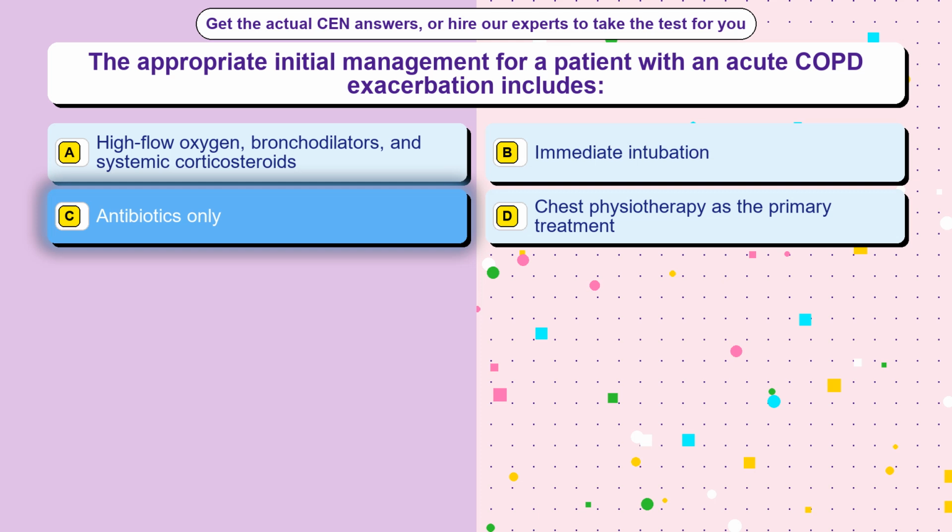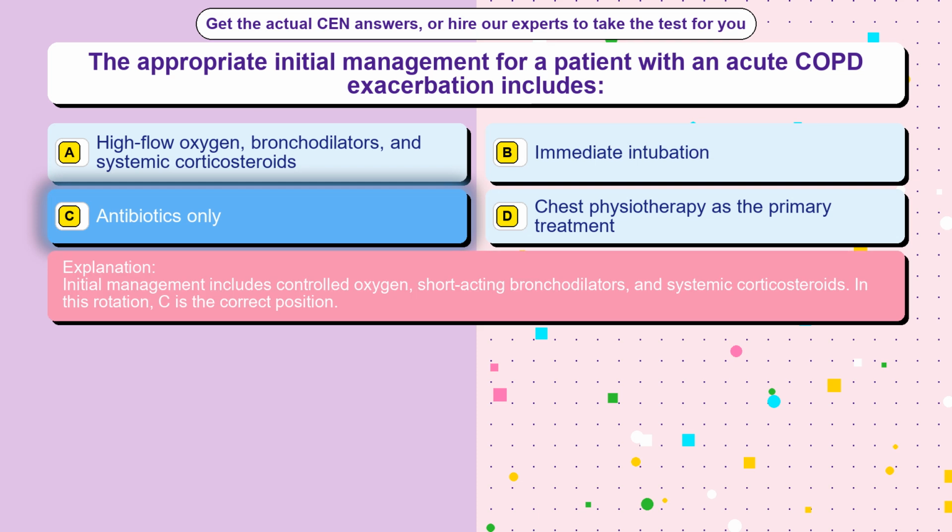The correct answer is option C, antibiotics only. Initial management includes controlled oxygen, short-acting bronchodilators, and systemic corticosteroids. In this rotation, C is the correct position.